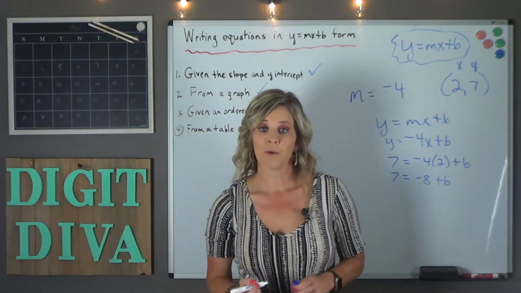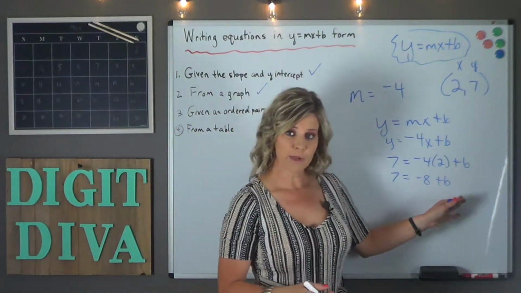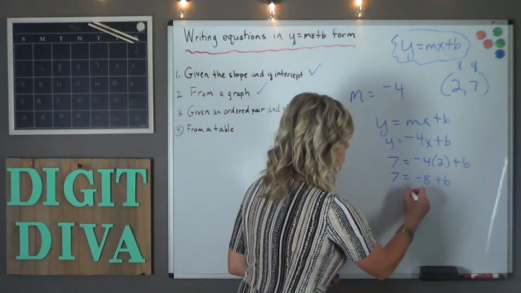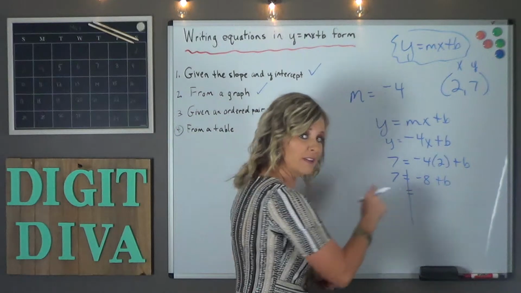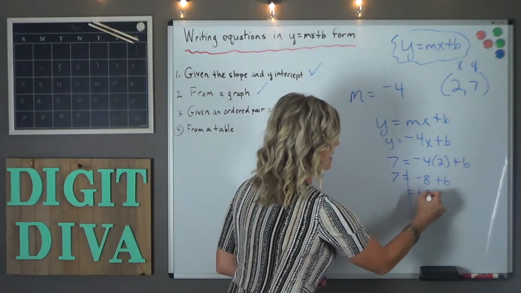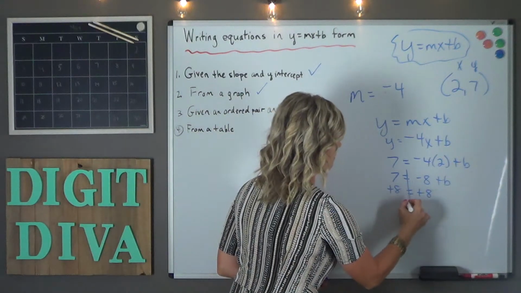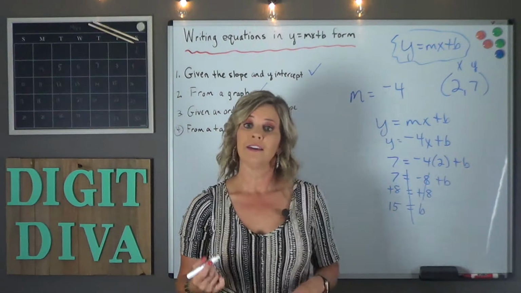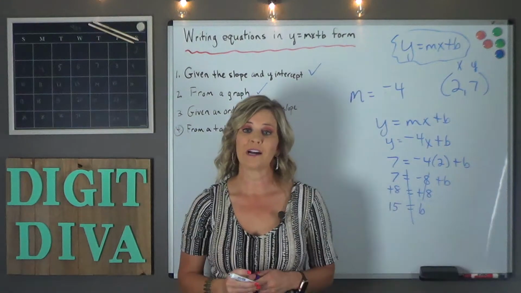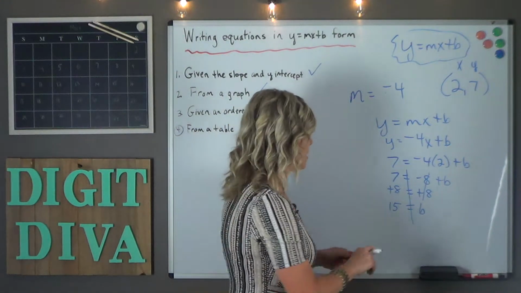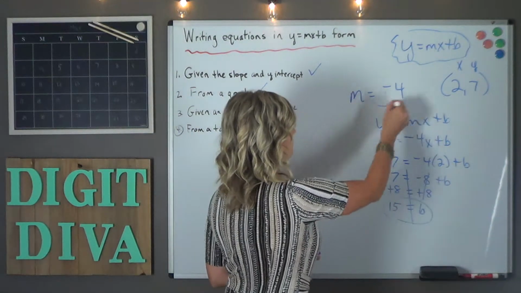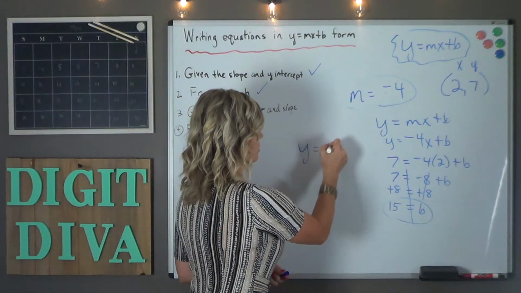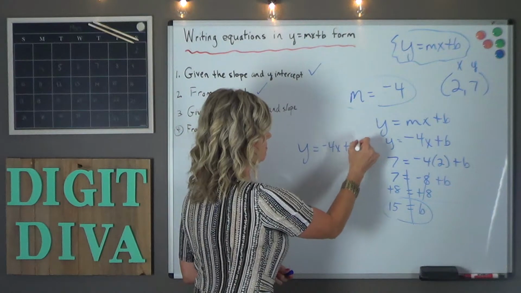That's a one-step equation. So we're going to try to solve for b because we want to know what our y-intercept is. So we would simply try to get rid of that -8 by adding 8. We're doing the inverse operation. It cancels out, and I'm left with 15 is equal to b. So now we have discovered our y-intercept. So we have the two things needed to write our equation. y equals -4x plus 15.